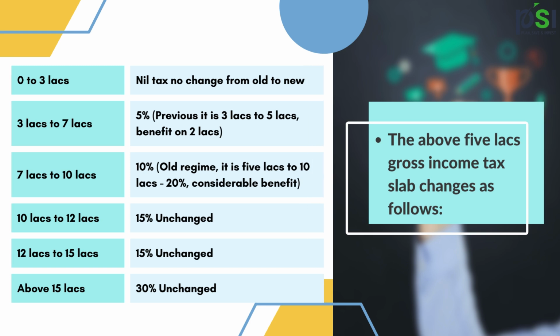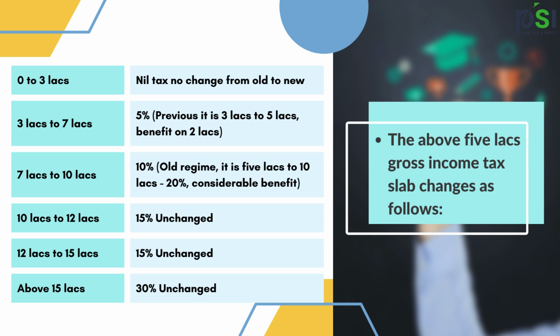3 to 7 lakhs, 5% in the current budget. In the previous budget, it was 3 to 5 lakhs. So there is a benefit of approximately 2 lakhs. Again, from 7 lakhs to 10 lakhs, 10%. In the old regime, it was from 5 lakhs to 10 lakhs. So there is again a benefit here.